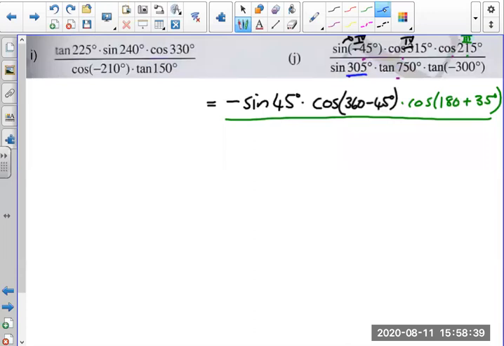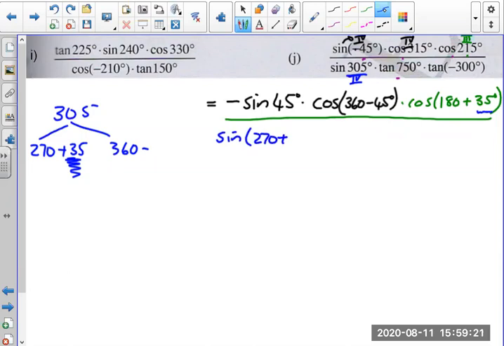305 is in the fourth quadrant, so I can write it as 360 minus 55, but I don't have a 55 on top, I have a 35. So look at that 305. If you write it in two different ways, you can write it as 270 plus 35, or as 360 minus. Now, can you see where you're going to get the 35 from? So I'm going to write that 305 in the fourth quadrant as sine 270 plus 35. Why? Because I have another 35 already. That's why I'm choosing that option.